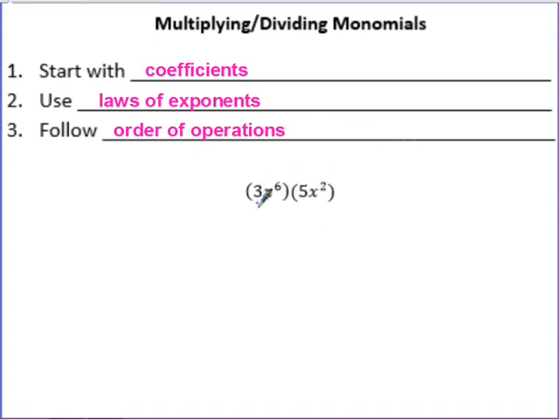The first thing I'm going to do is start with the coefficients. So I'm going to multiply 3 times 5. Okay, and then I'm also going to multiply x to the 6 times x squared. So 3 times 5 is just 15, just like it has been since you learned it in, I don't know, 2nd or 3rd grade. And then x to the 6 times x squared, remember we learned laws of exponents. If we're multiplying, I'm going to add the exponents together, so this is x to the 8th. Alright, so 3x to the 6 times 5x squared becomes 15x to the 8th.